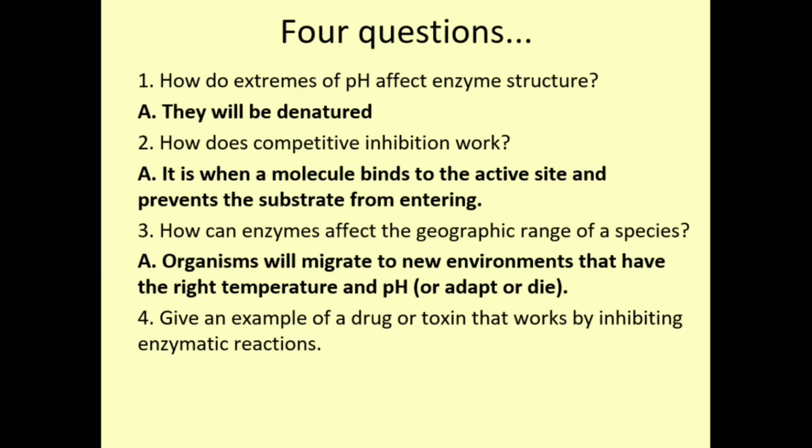Okay, so number 4, give an example of a drug or toxin that works by inhibiting enzymatic reactions. Well, we looked at some examples: penicillin, Viagra, sarin, mercury, and also cyanide. But there's one that I've put there that I haven't mentioned previously, though if you know about proteins and enzymes, you might have put it. It's a little bonus point if you got this: some snake venoms appear to work through inhibiting enzymes as well. So there we've got 4 questions. Hopefully you did okay with those.